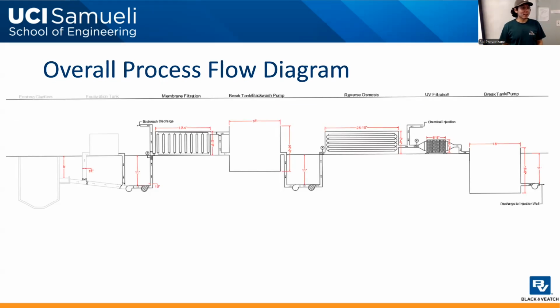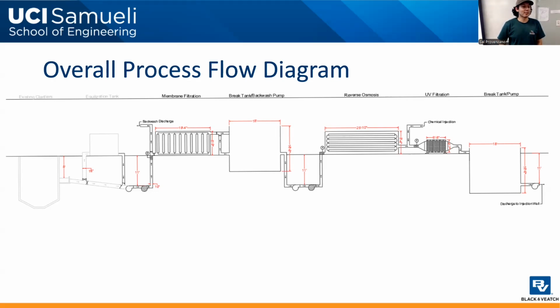This is our overall process flow diagram. We've grayed out the parts in the beginning that are existing facilities that were not within the scope of our design, which includes the clarifiers and equalization tank. And this is just a side view to show the dimensions of each one of the MF, RO, and UV skids, as well as the brake tanks.